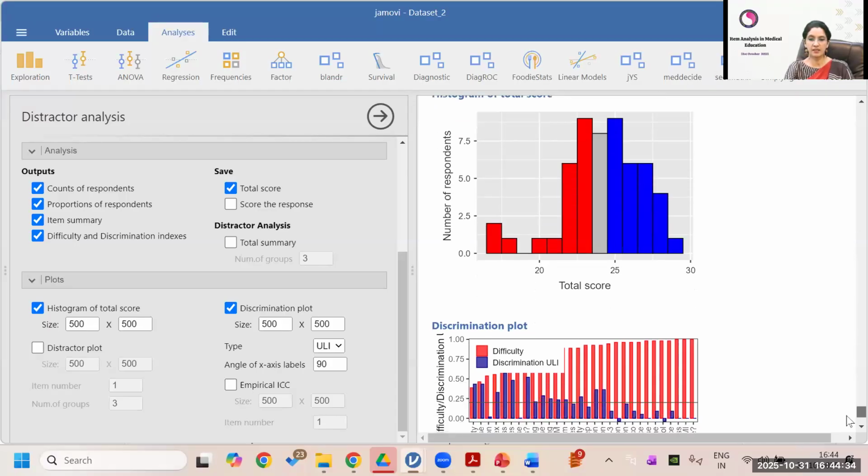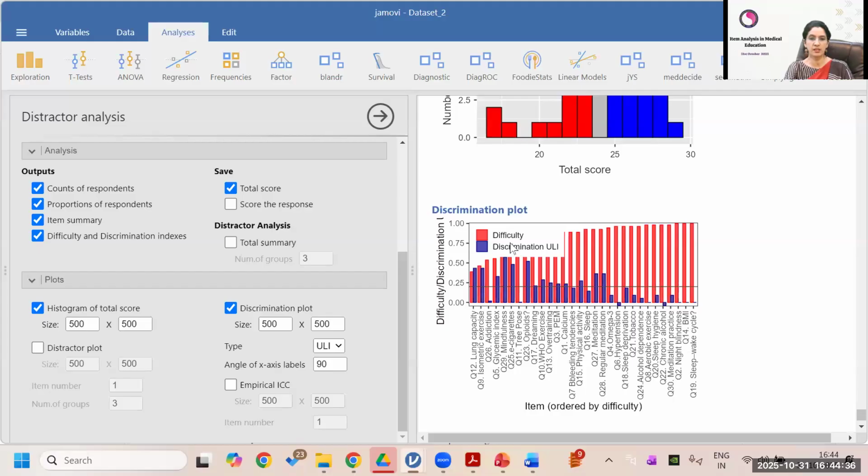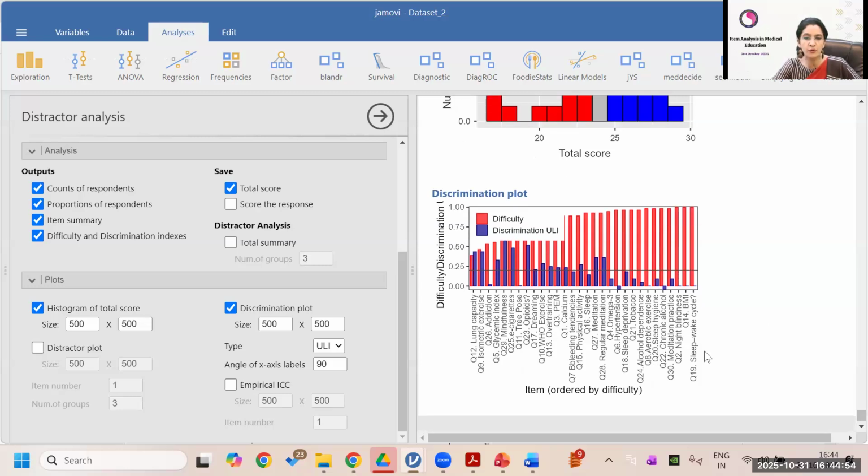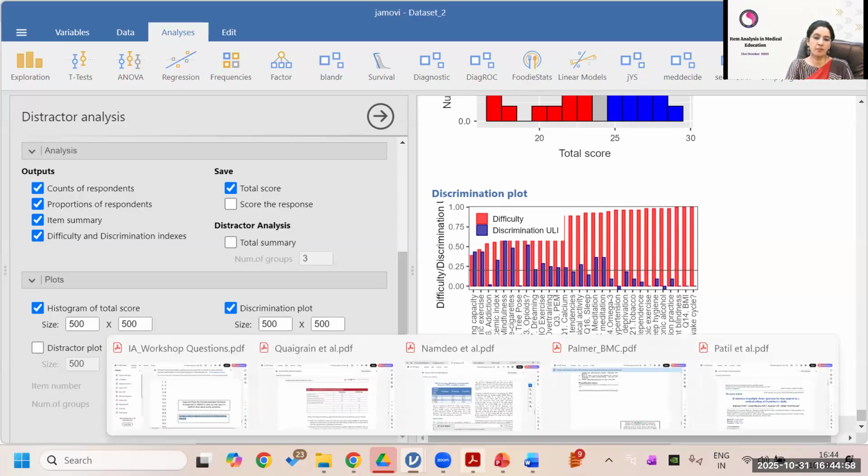And this is regarding the discrimination plot. You can see the difficulty and discrimination. For the later items, the difficulty was very easy. All these items were very easy, and discrimination was also very poor towards the end, because the blue is coming down, down, and down. So these are a few of the outputs graphically. So that's it from our end.